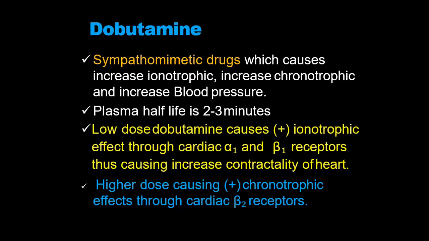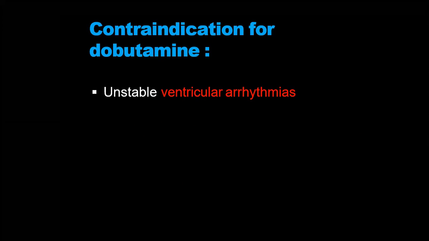Low-dose dobutamine causes inotropic effects through cardiac alpha-1 and beta-1 receptors, increasing contractility. Higher doses cause chronotropic effects through the cardiac beta-2 receptors. The only contraindication for dobutamine is ventricular arrhythmias.